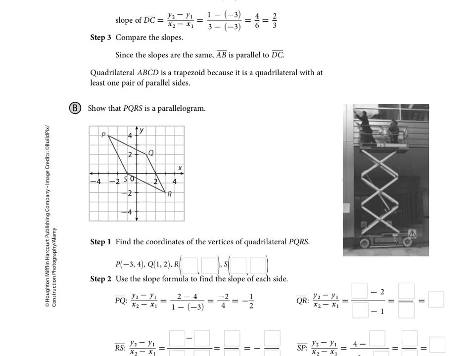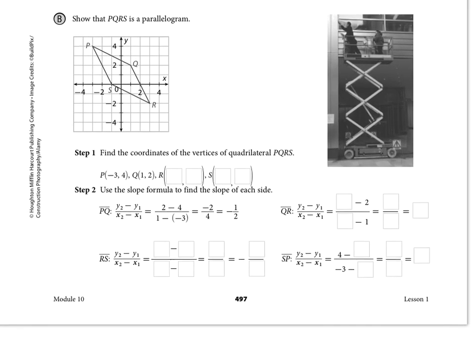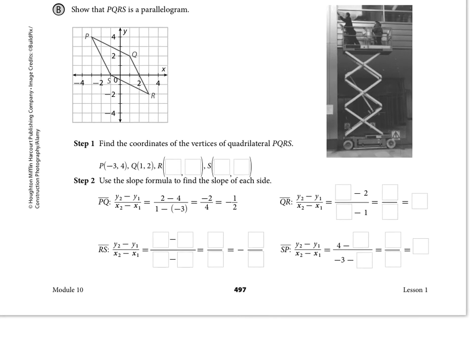Part B is going to ask us to do something similar, but to show that the shape that we have in front of us here is also a parallelogram, not just a trapezoid. So remember, a parallelogram has an extra pair of sides that we need to compare as being parallel. So step 1 is find the coordinates. So let's fill in what we need here.